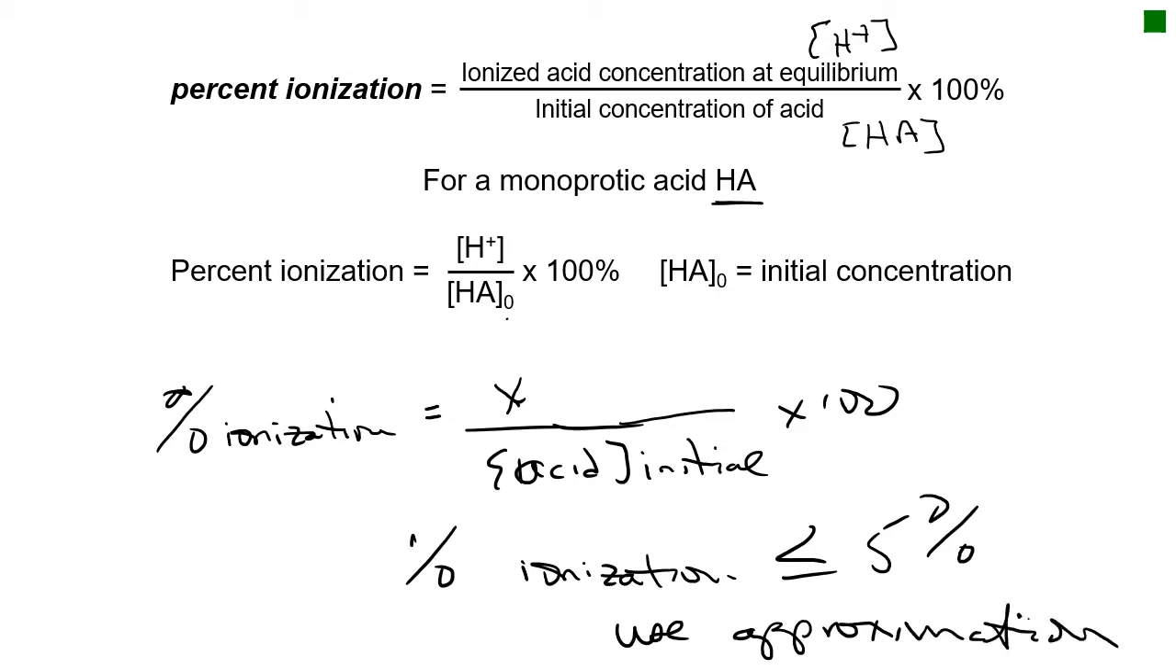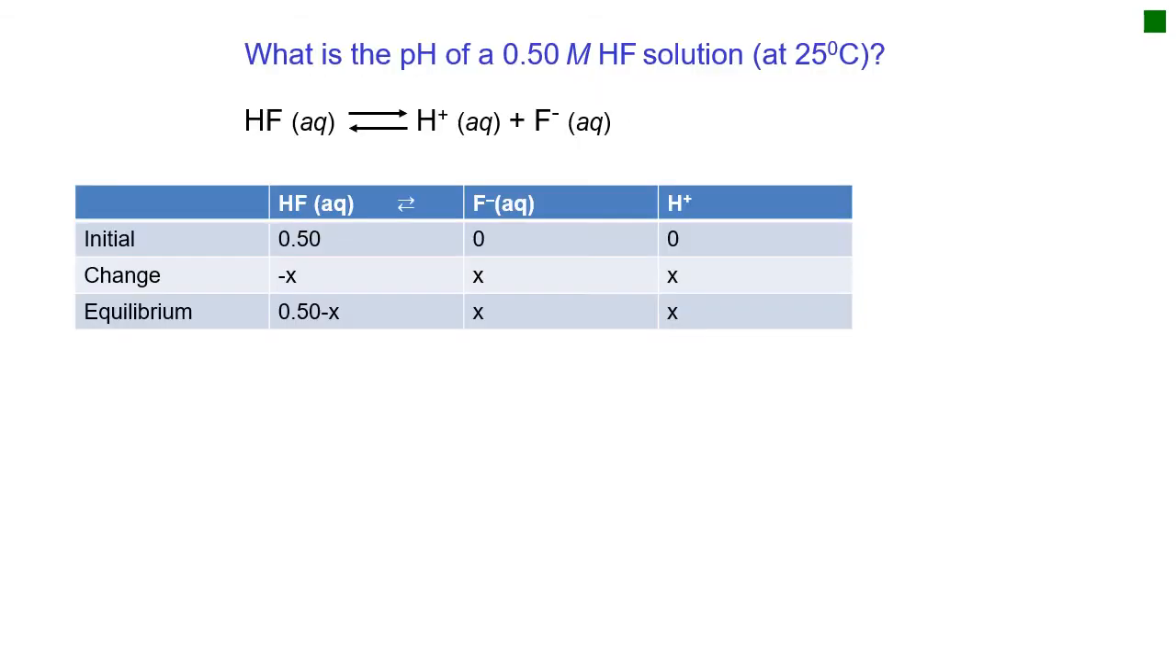So let's calculate the concentration of HF in a solution and think about that. So what is the pH of a 0.5 molar solution of hydrofluoric acid at 25 degrees Celsius? Well, 25 degrees Celsius just tells us that we're going to be able to go to the back of our book, go to our Ka charts, and we're going to find that our Ka for HF is given to be 3.5 times 10 to the minus 4.